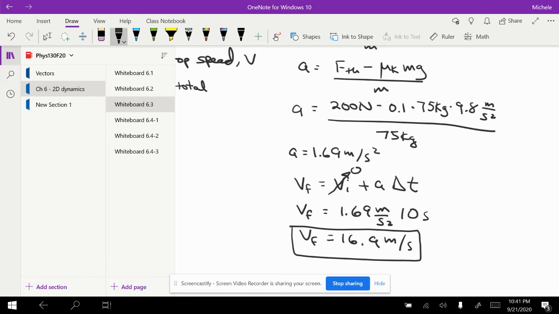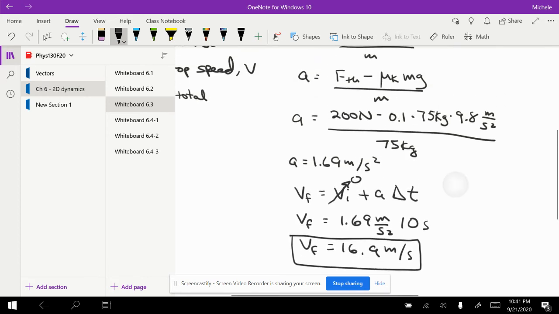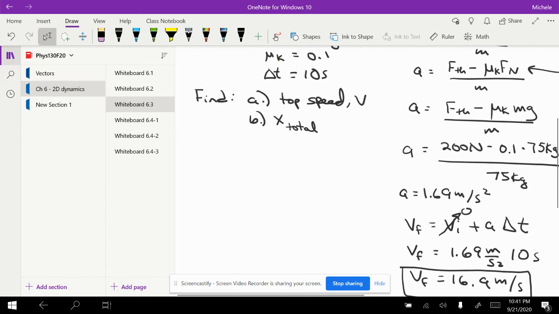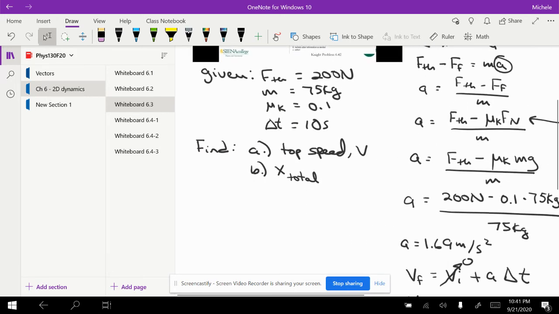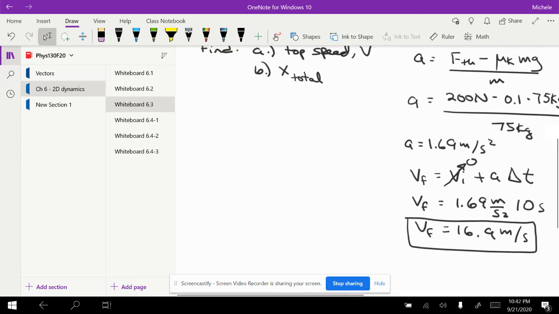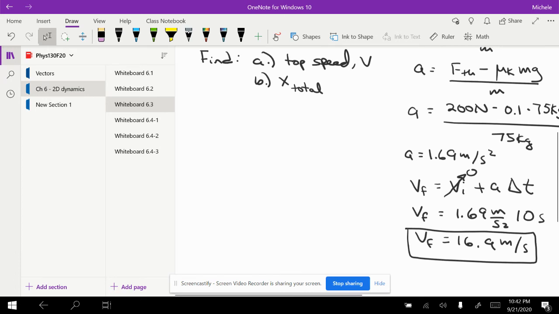And now we're going to start B. B asks us to find the x total. So in order to find x total, we need to find the distance that Sam travels while the jetpacks are on, and then while he starts slowing down because the jetpacks are off and friction causes him to slow down. So let's write B and say that we need to find x final 1 plus x final 2. And let's start with x final 1 because we already know V final.